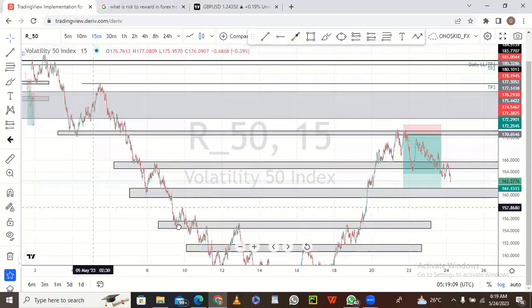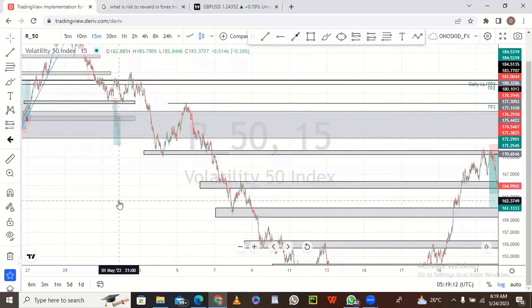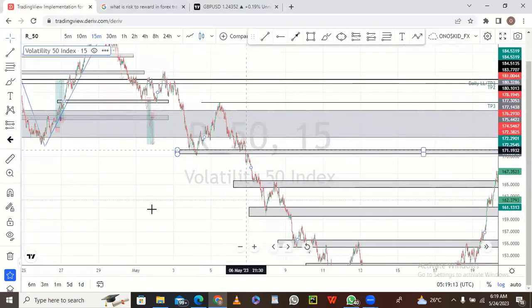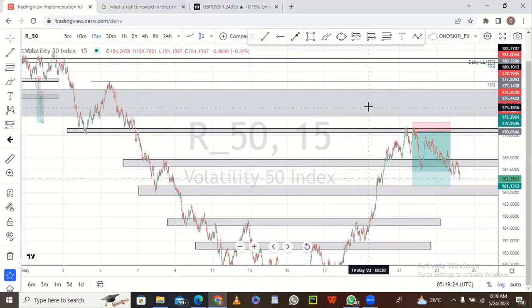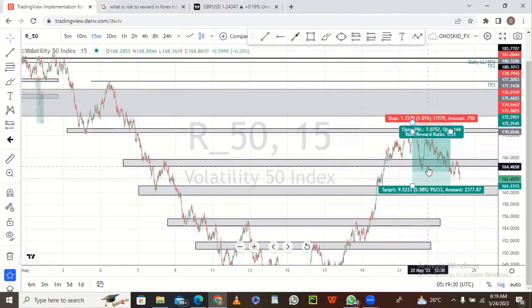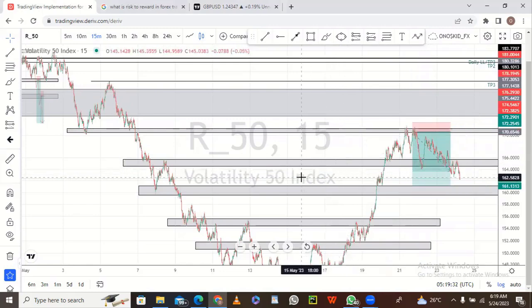So when you see that break of structure here, and then it came to this particular region, this particular region is a significant zone. I was expecting that market to come here because this is a higher time frame resistance level. So I was expecting that market to tap into this particular zone before I see the new reversal.